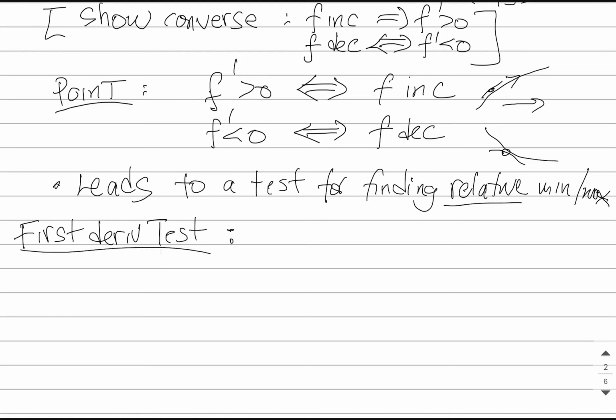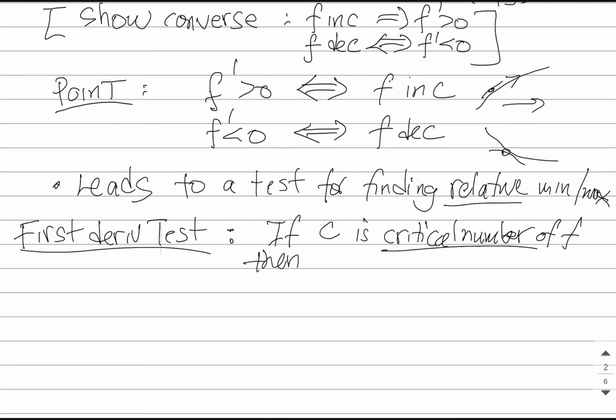And it reads like this. If c is a critical number of the function. Now, critical number is important. It means it's a point in the domain of the function where the derivative is 0 or the derivative doesn't exist. So if c is a critical number of your function, then you get one of these options.